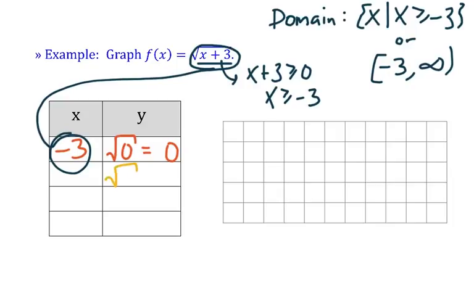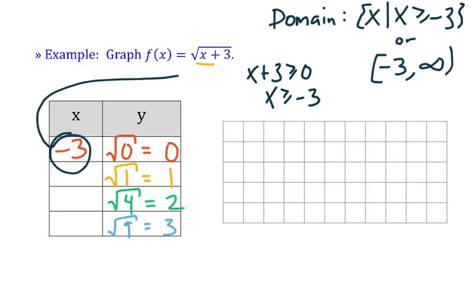I want to end up with a 1 underneath the radical because I know the square root of 1 is 1. I need to end up with a 4 under the radical because the square root of 4 is 2. And if I had a 9 under the radical, that would work out well because the square root of 9 is 3. Okay, so now I have to think kind of backwards. What values of x would make me have 1, 4, and 9 under the radical? So, let's take a look here.